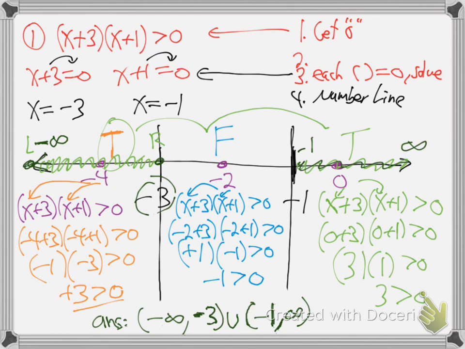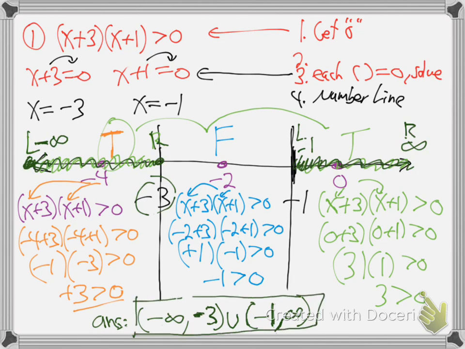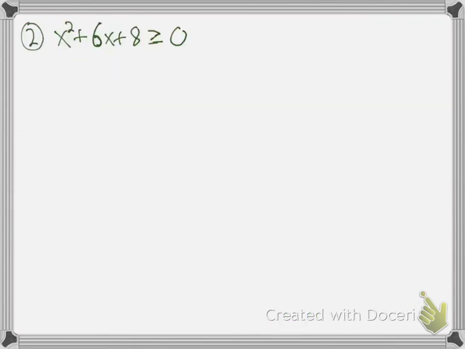So that's the answer. We're saying all the numbers between negative infinity up to negative 3, and all the numbers from negative 1 on the left to positive infinity on the right. It's left edge, right edge, left edge, right edge. So this is the answer to the question. Let's try another one. Okay, number 2.